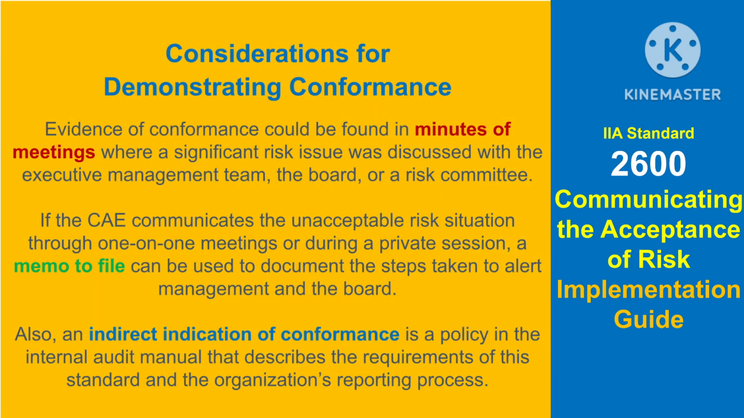Evidence of conformance could be found in minutes of meetings where a significant risk issue was discussed with the executive management team, the board, or a risk committee. If the chief audit executive communicates the unacceptable risk situation through one-on-one meetings or during a private session, a memo to file can be used to document the steps taken to alert management and the board. Also, an indirect indication of conformance is a policy in the internal audit manual that describes the requirements of this standard and the organization's reporting process.